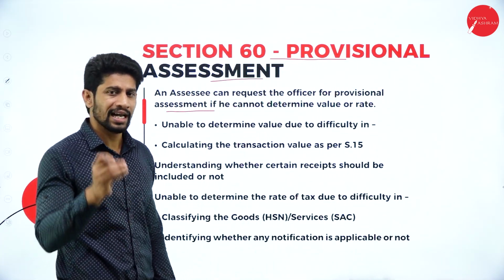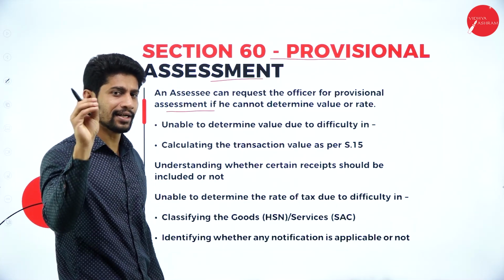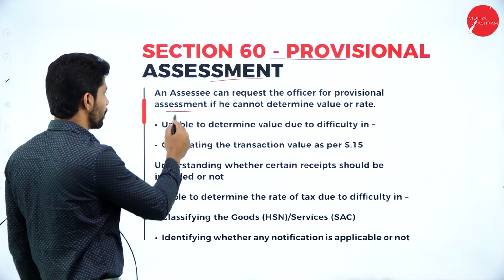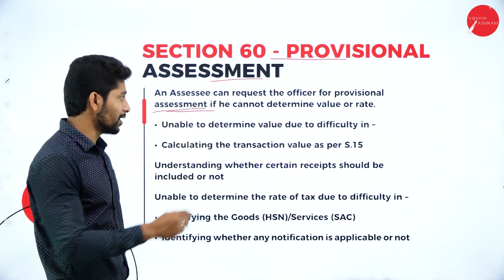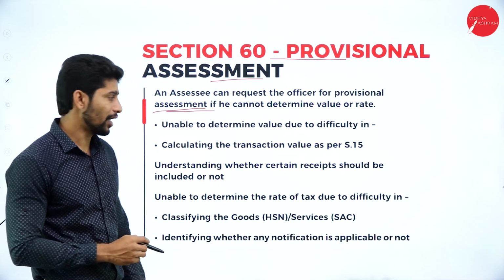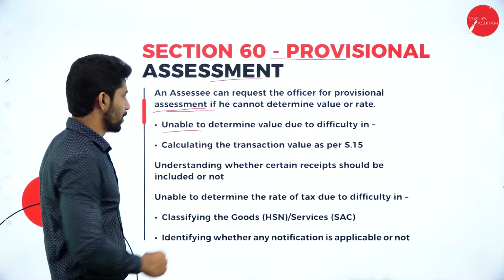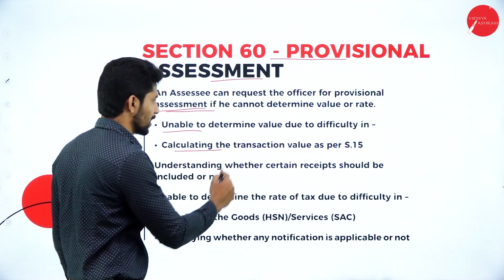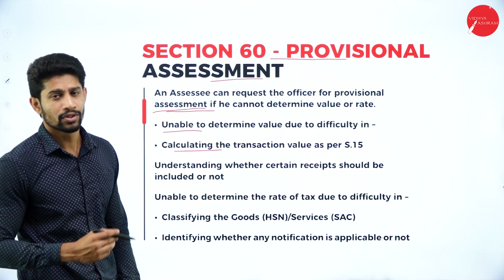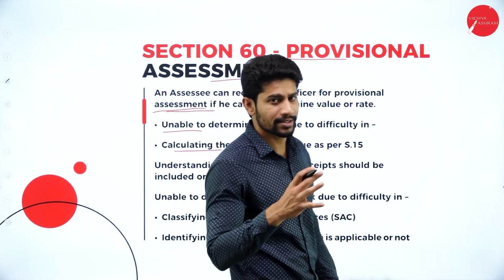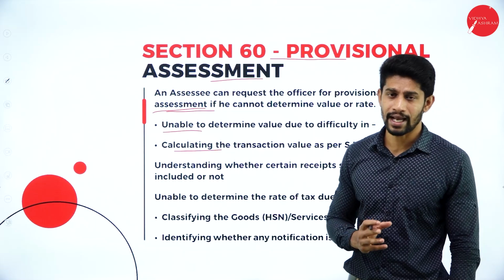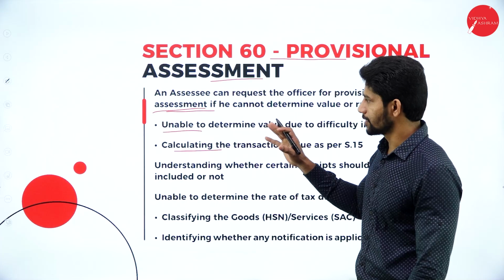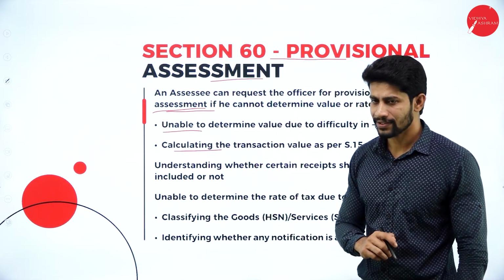He will be in a confusion. At that time, the assessee can request the officer for provisional assessment if he cannot determine the value or rate. That is, if he is unable to determine value due to difficulty in calculating the transaction value as per section 15. So if you're facing any problem calculating the transaction value as per section 15 of the GST Act, then you can request the tax officer or the GST officer to do provisional assessment.